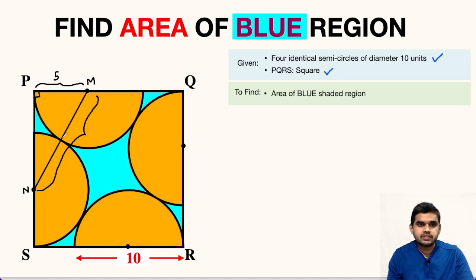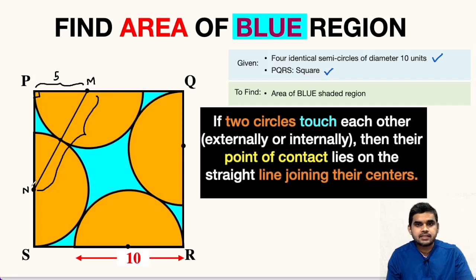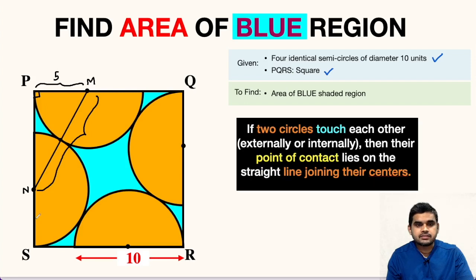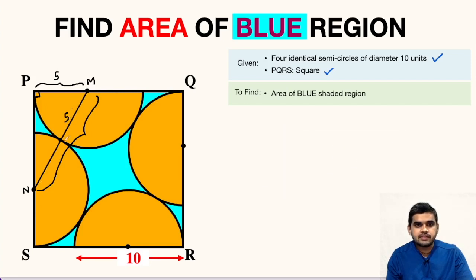The hypotenuse. You see that MN passes through the point of contact, because we have a theorem that says that if you have a line segment which joins the centers of two circles touching each other either externally or internally, then the point of contact lies on the line segment joining the centers of the two circles. This length will be 5 and this will be 5. So MN will be 10 units. So let us write here 10.